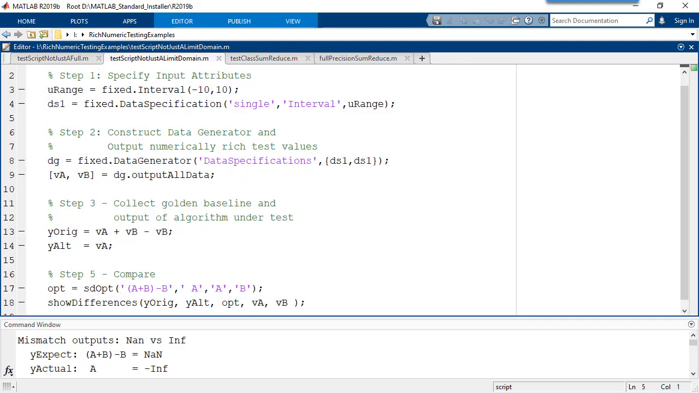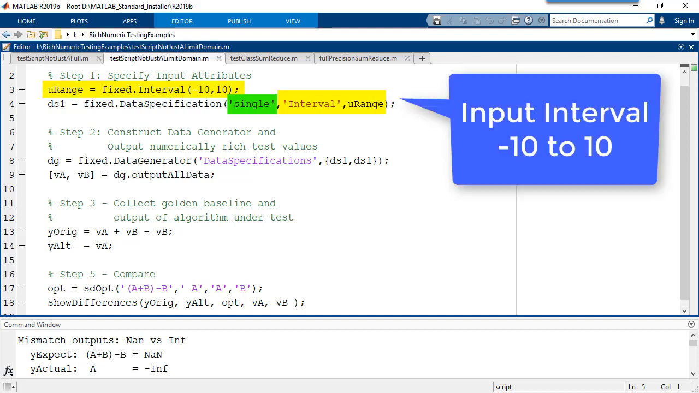When applying an algorithm to an engineering application, the inputs often have limited ranges. In those cases, counterexamples involving non-finites or huge values are irrelevant noise. Data specification and data generator make it easy to apply limits and focus your testing. Let's repeat the last experiment, but with single precision inputs in the interval from minus 10 to plus 10. With two very simple changes, we can run the script.